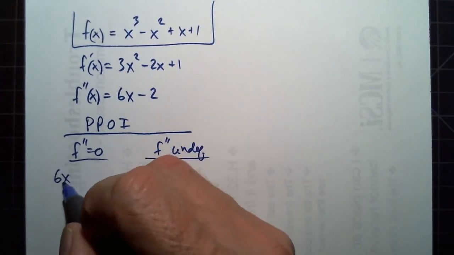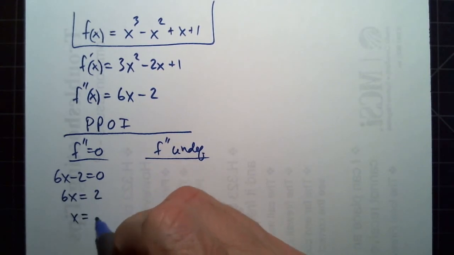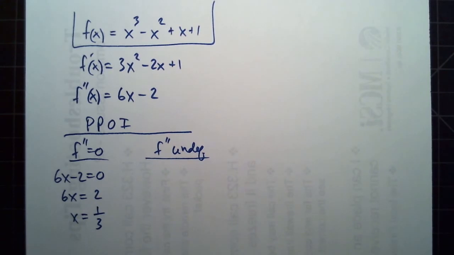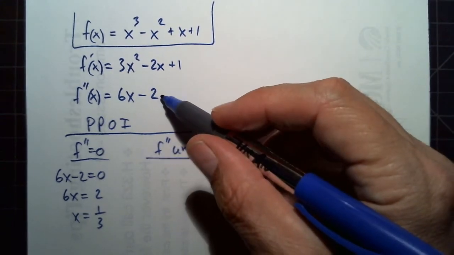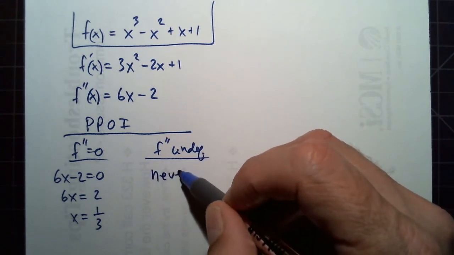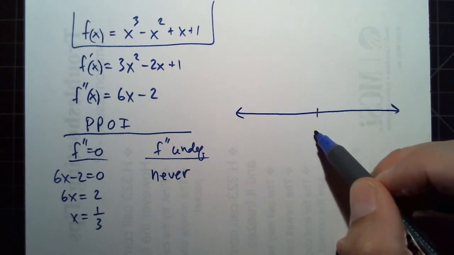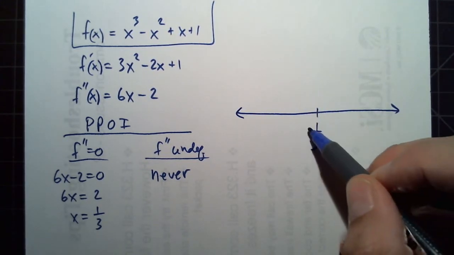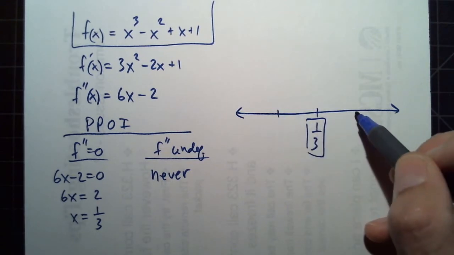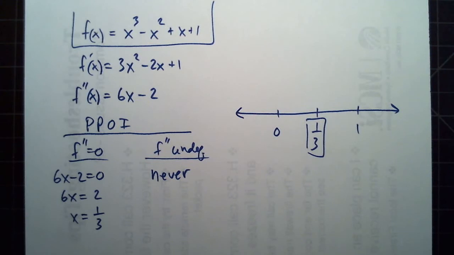F double prime equals 0, and we get 2 over 6, 1/3. The second derivative is a polynomial, so it's never undefined. And now let's test the possible point of inflection to see if it is a point of inflection by using the second derivative and checking the sign of the second derivative.